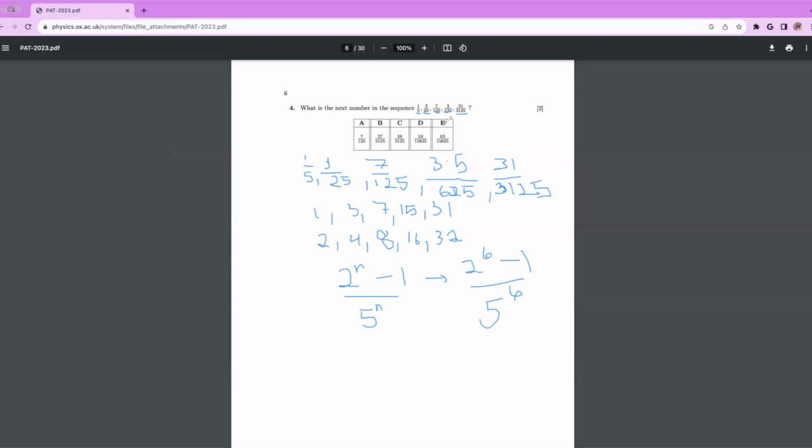So here we have that E is the only one with 63 in the numerator. And this is also probably the correct power of 5, considering that 3 times 5 is indeed 15. So wonderful. Our answer for number 4 is E.